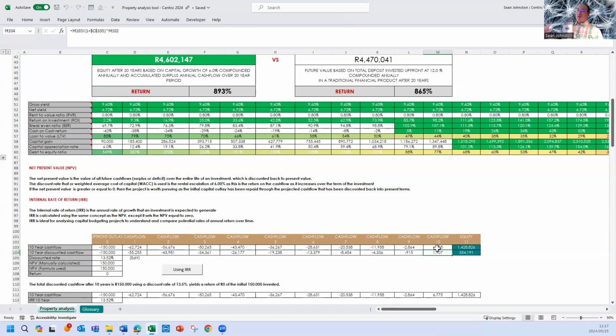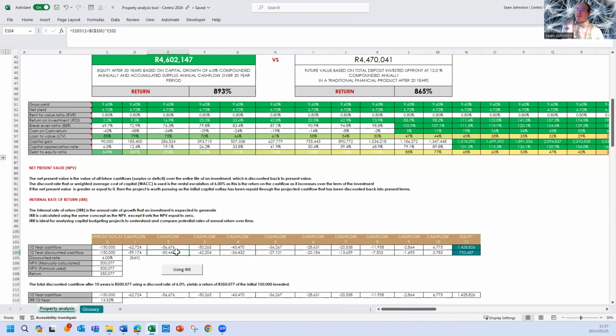Talking about if you're looking at using surplus money, what does that surplus money mean in today's terms? That's the amount over here. Then we discount the equity, which is 1.428 million, by the 6%, and you get to 354,195. The discount rate should actually be 6%. So this is the amount adjusted by the 6% for inflation.